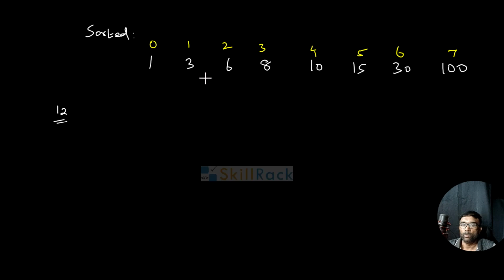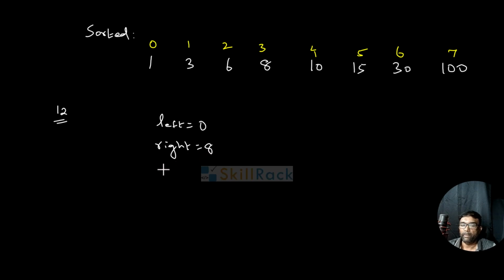So how are we going to do this? We will have two variables. Left will be initialized to the first index, which is 0. Then you will have right. Right will be initialized to the size. What is the size of the array here? It is 8. So right will be 8. Even though index 8 is not there, we initialize right to the size of the array. 8 elements are there, so right is equal to 8.